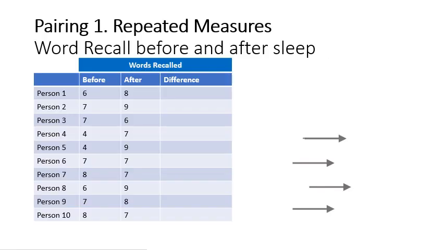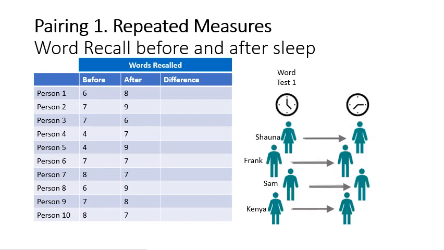So in pairing one, we're talking about repeated measures, and we're using the example of word recall before and after sleep. And you can see here that we have 10 individuals, and each individual has a before score, word recall before sleep, and an after score, words recalled after sleep. And we will be calculating a difference, but we're not going to do that right now, so as not to distract ourselves with math when we're thinking about the situation. So here it is again.